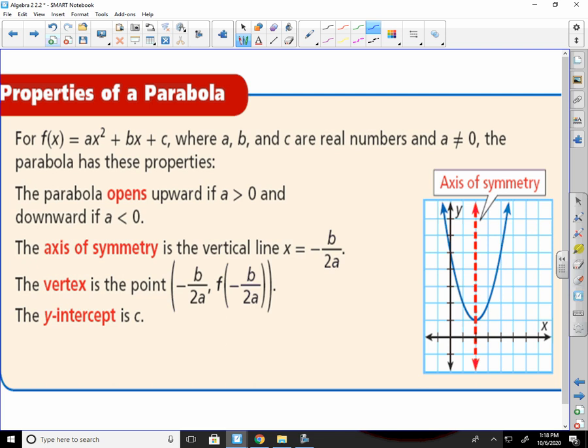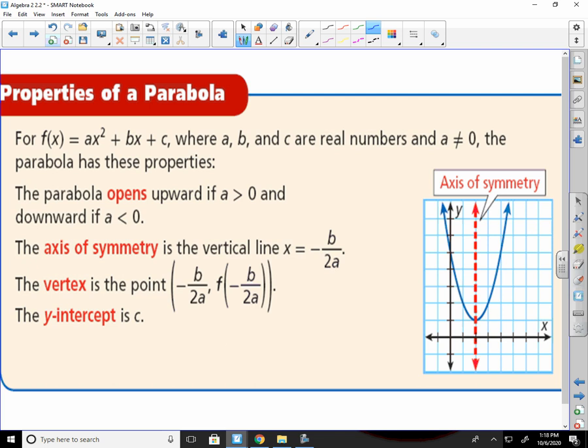If the number in front of the x squared, or the a, is greater than 0, or a positive number, it opens upward. It opens downward if a is less than 0. The axis of symmetry is our vertical line, x equals negative b over 2a. The vertex is if we plug our axis of symmetry into the function, it will give us the y value of the vertex.